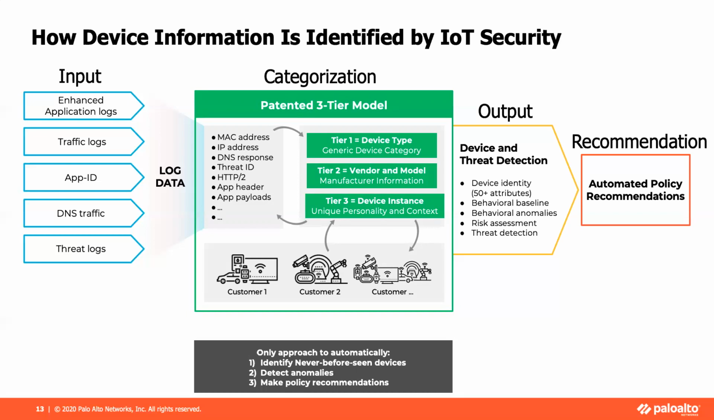assign a device to a category, to categorize a device. We first want to identify the category which the IoT device belongs to. Is this a security camera? Is this an IV drip machine? Is this a thermostat? What is this?